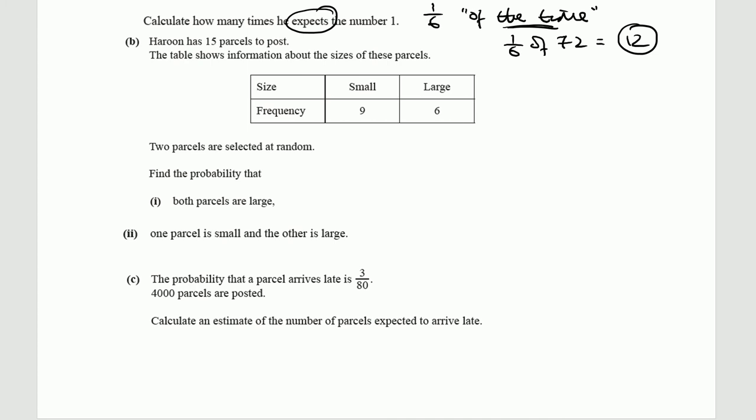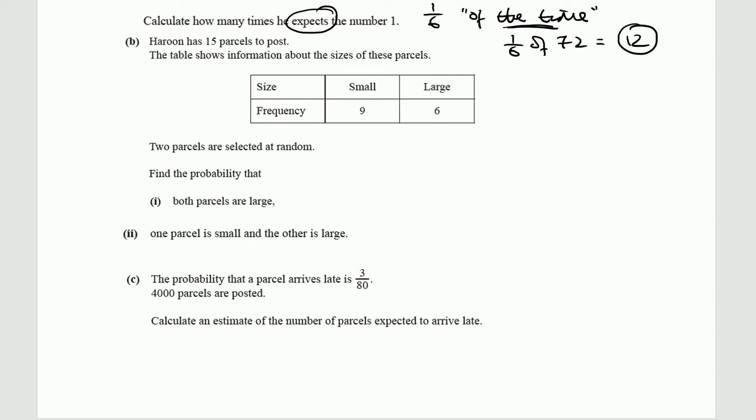Haroon has 15 parcels to post, and the table shows information about the sizes of these parcels. 2 parcels are selected at random, and I want to find the probability that both parcels are large. Now think about this situation. Let's select them one at a time. Whenever we're doing things in probability, we don't worry about them happening together. We think about them happening one at a time.